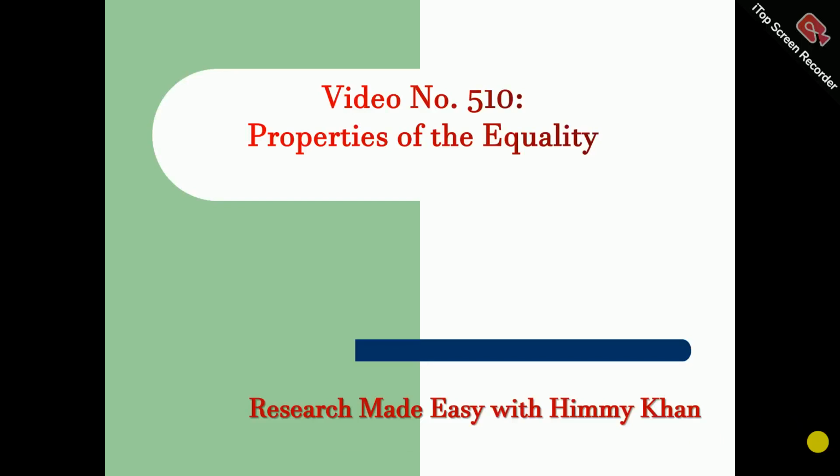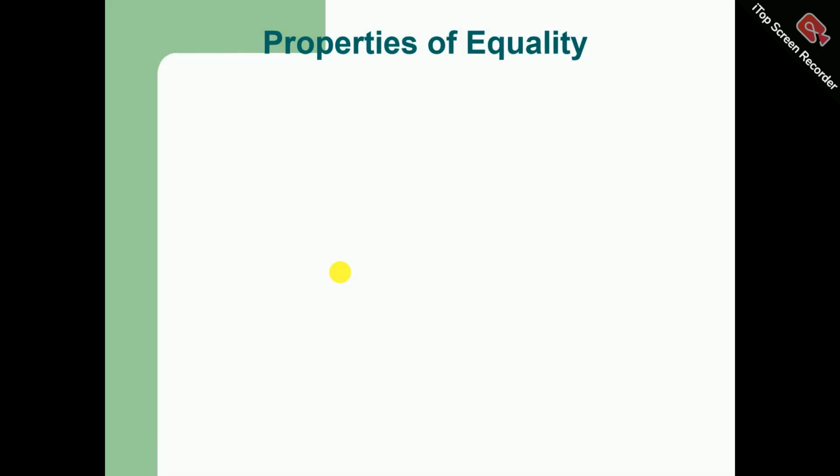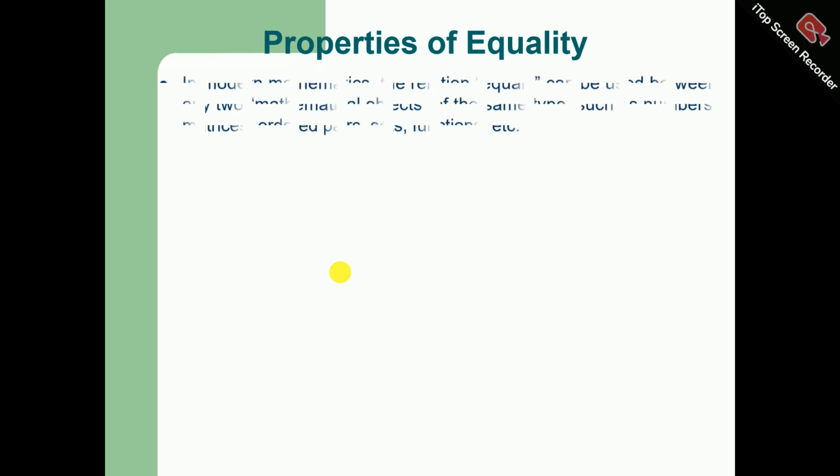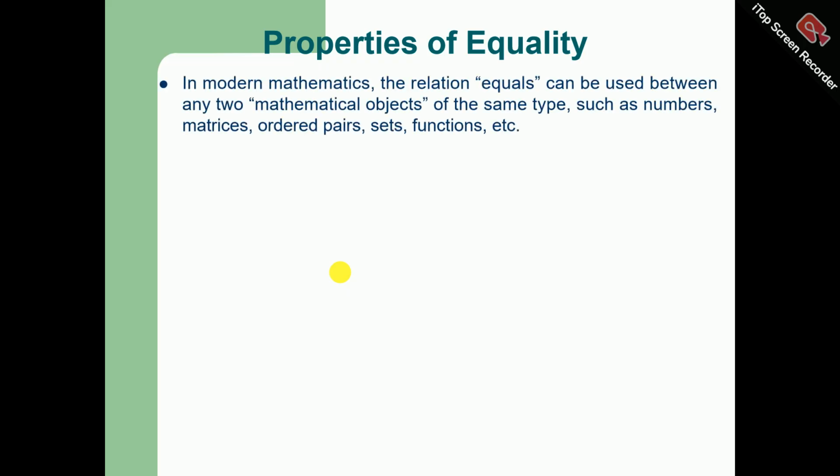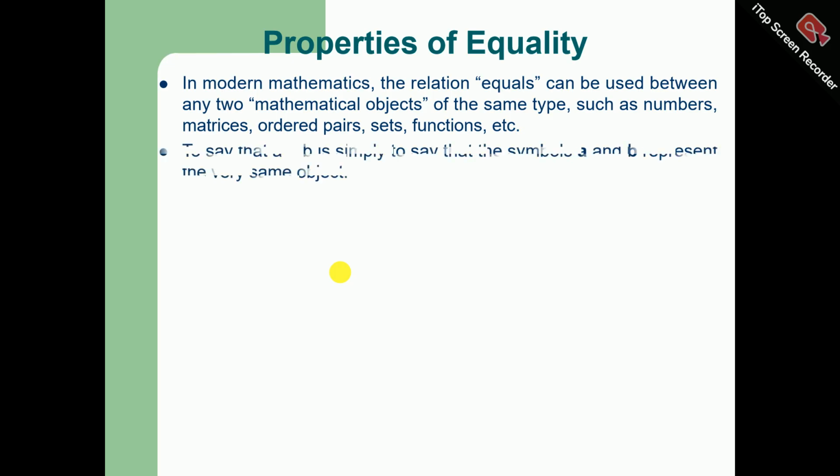This is video number 510, and in this video, I'm going to discuss properties of inequality, properties of equality that we are using in various fields of social sciences, especially in economics. In modern mathematics, the relation equals can be used between any two mathematical objects of the same type, such as numbers, matrices, ordered pairs, sets, functions, etc.